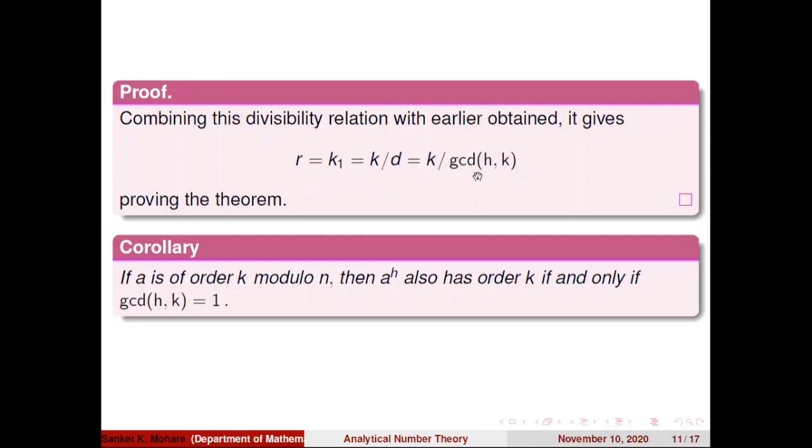So whenever GCD of H comma K equals 1, then the order of A to the power H is the same as the order of A. So this is the corollary. If A is of order K modulo n, then A to the power H also has order K if and only if GCD of H comma K equals 1. So same proof, you just have to assume GCD of H comma K equals 1. So K upon 1 is equal to R, meaning R is equal to K, and R is assumed to be the order of A to the power H. So this is a corollary.